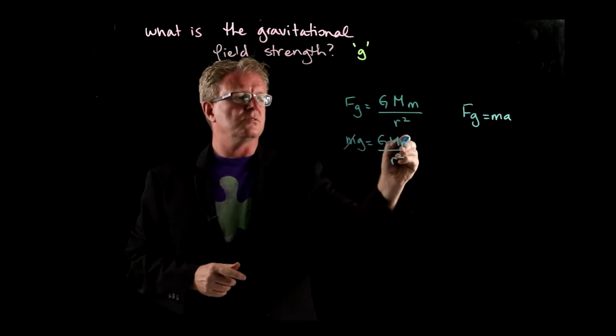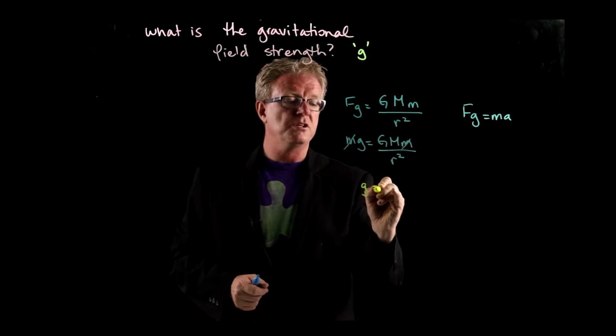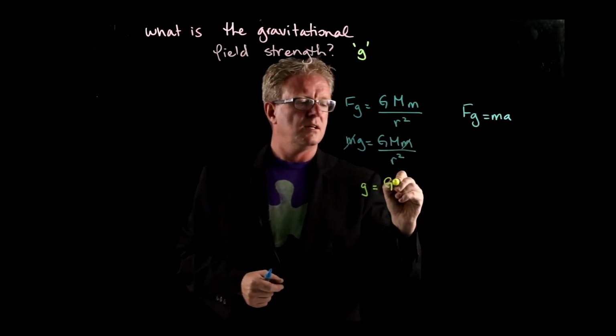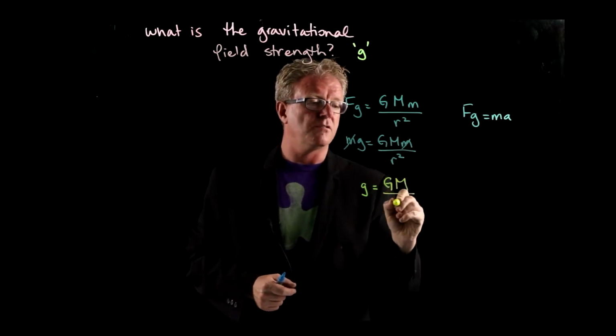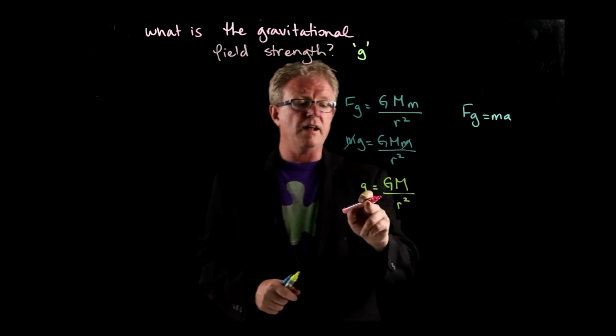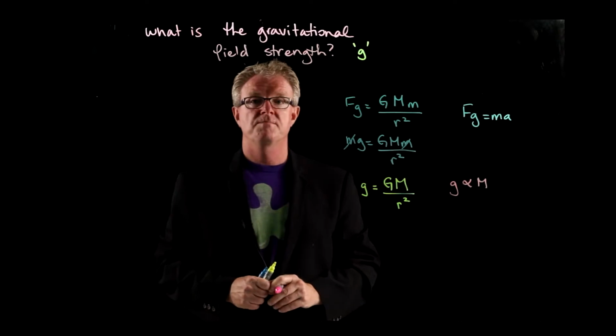And the m's cancel. So what that means is that we can express g of a particular body in terms of the gravitational constant times the mass of that body, divided by r squared. And so we can see here that the value of g is proportional to the mass of the body.